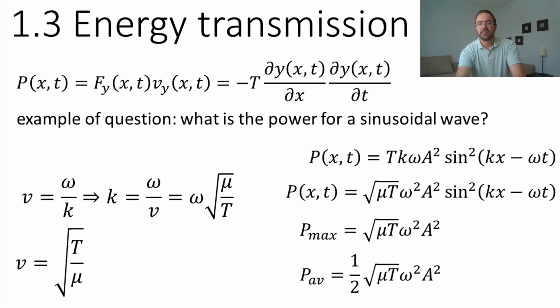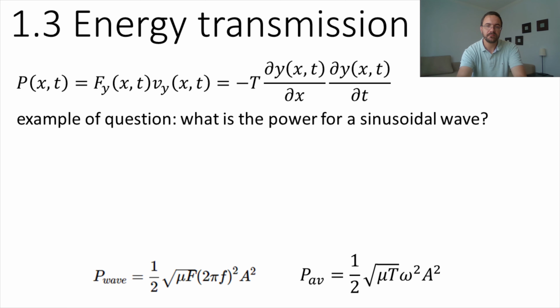Another quantity that does not depend on time is the average power, right? And this can be obtained if you remember that the average of the sine squared function over a full cycle is simply equal to 1/2. So the average power becomes 1/2 times the square root of mu T times omega squared A squared. And note that this is the same formula as in the LibreText, except that the tension of the string is represented by the letter F in your LibreText, and the angular frequency omega is written as 2 pi f.